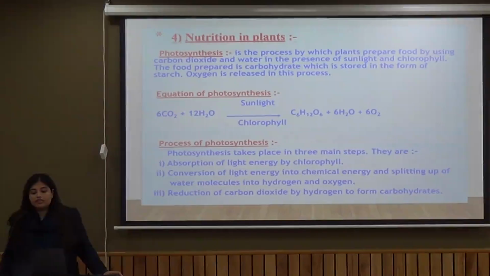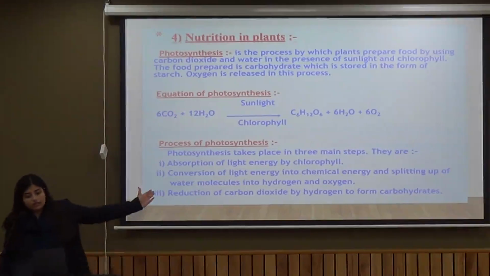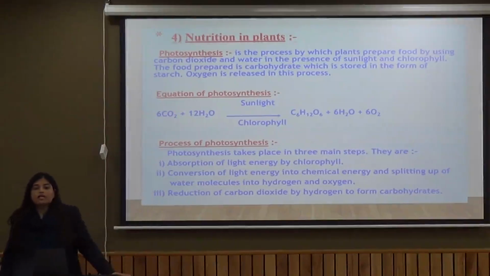Okay, and if you can see the equation of photosynthesis, the 6 molecules of carbon dioxide, when they combine with 12 molecules of water in the presence of sunlight and chlorophyll, will give you 1 molecule of glucose and will release 6 molecules of water and 6 molecules of oxygen. Now what are the steps of photosynthesis? So there are 3 steps.